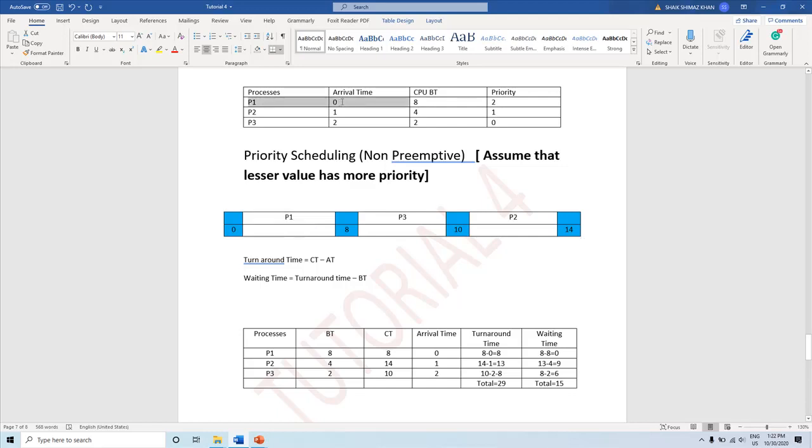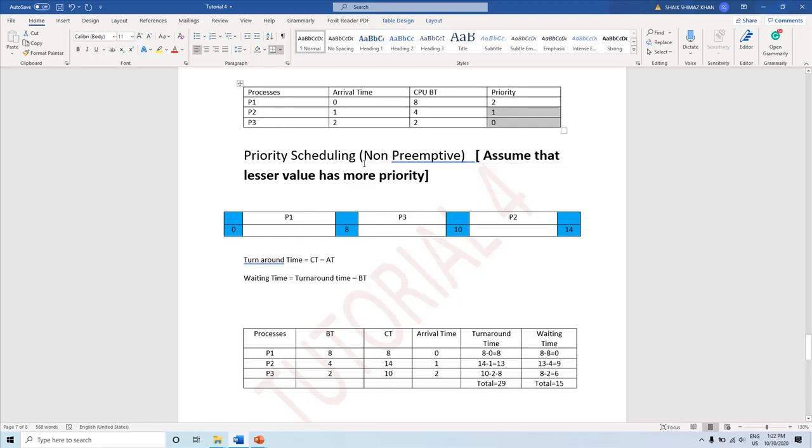But understand that when process 1 comes to the ready queue at time 0, there is no other process. So obviously the scheduler would pick up P1 and schedule P1 as the first process for CPU execution. Once the execution starts, while P1 is running, another two processes come to the ready queue at time 1 and time 2, and even though their priority values are higher than P1, the system will not replace P1 with P2 or P3 until P1 finishes.